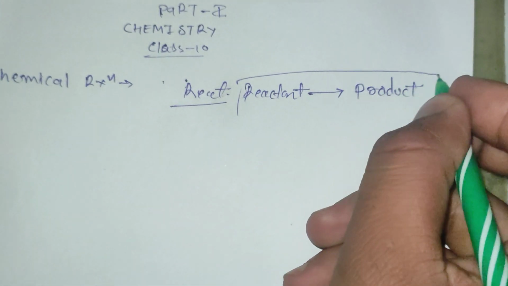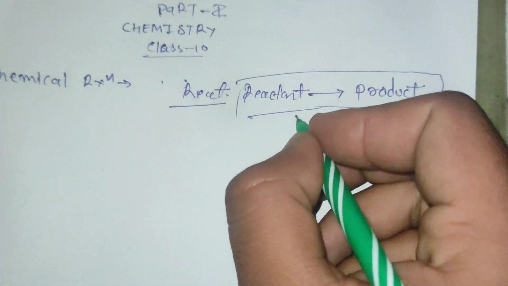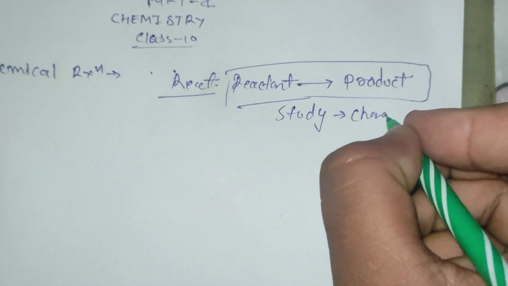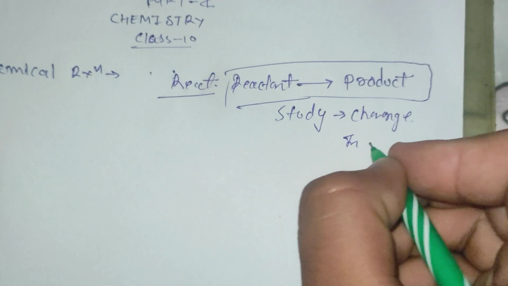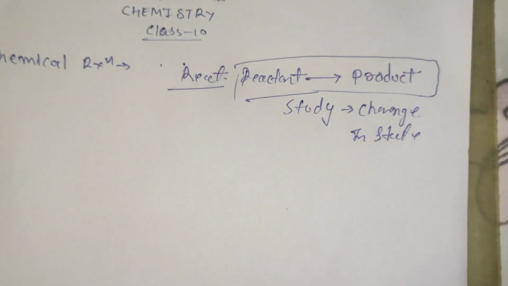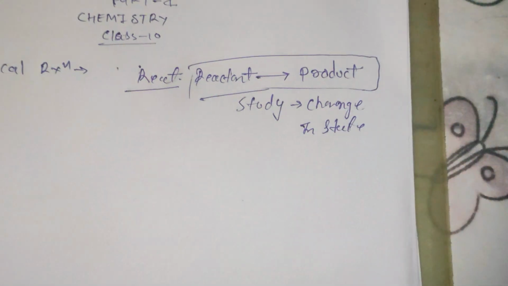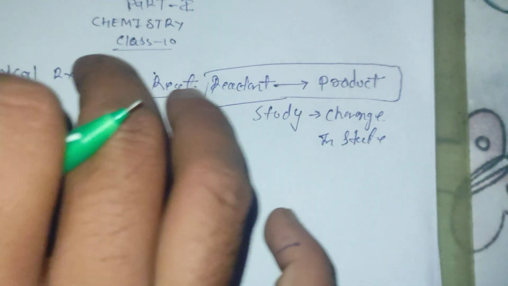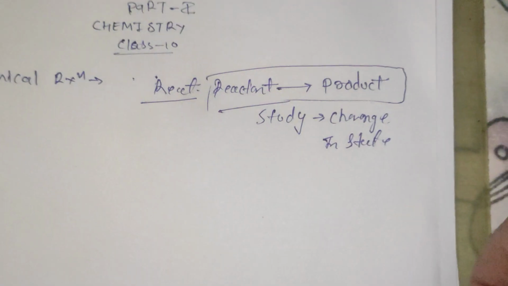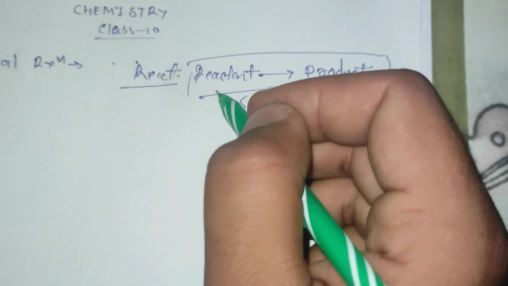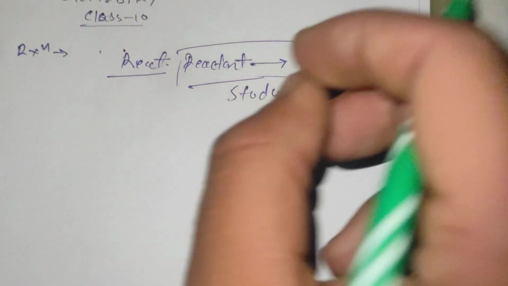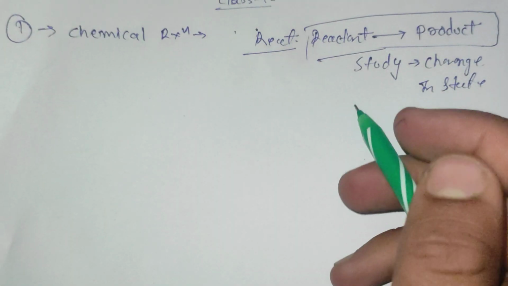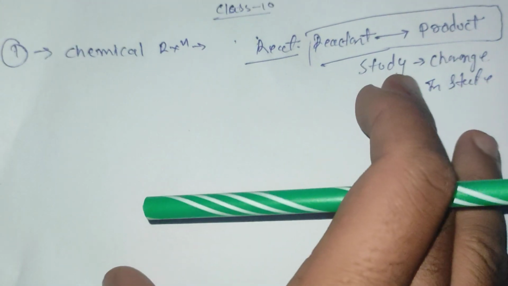Basically, we study the change in state involved in a chemical reaction. It is intuitive: if a reactant becomes a product, there has been some change, and that's why we call it a product. There can be heat and other changes as well. So this is the study of chemical reactions.